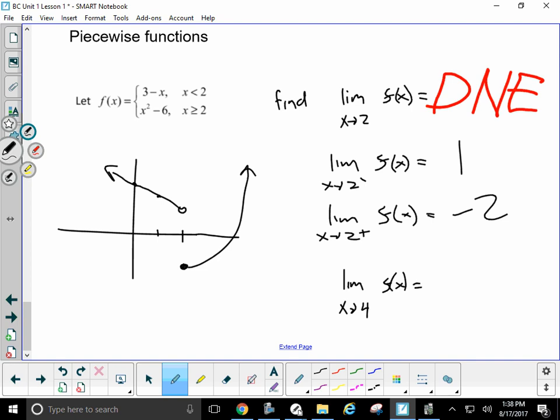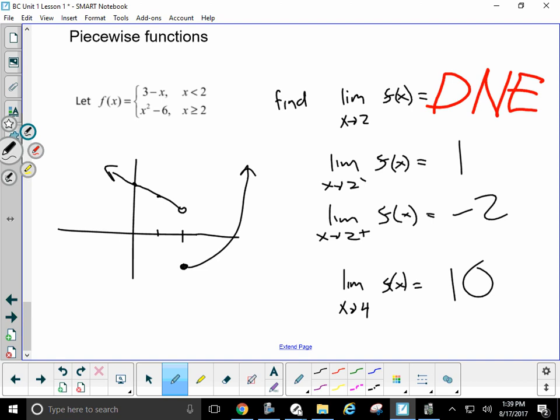Now, it's easy to see that as x approaches 4, we are just dealing with this quadratic piece, this parabola, and I'll be plugging in 4. 4 squared is 16. 16 minus 6 gives us the y value of 10. So that's what we get there. Okay? All right, that's all I got.